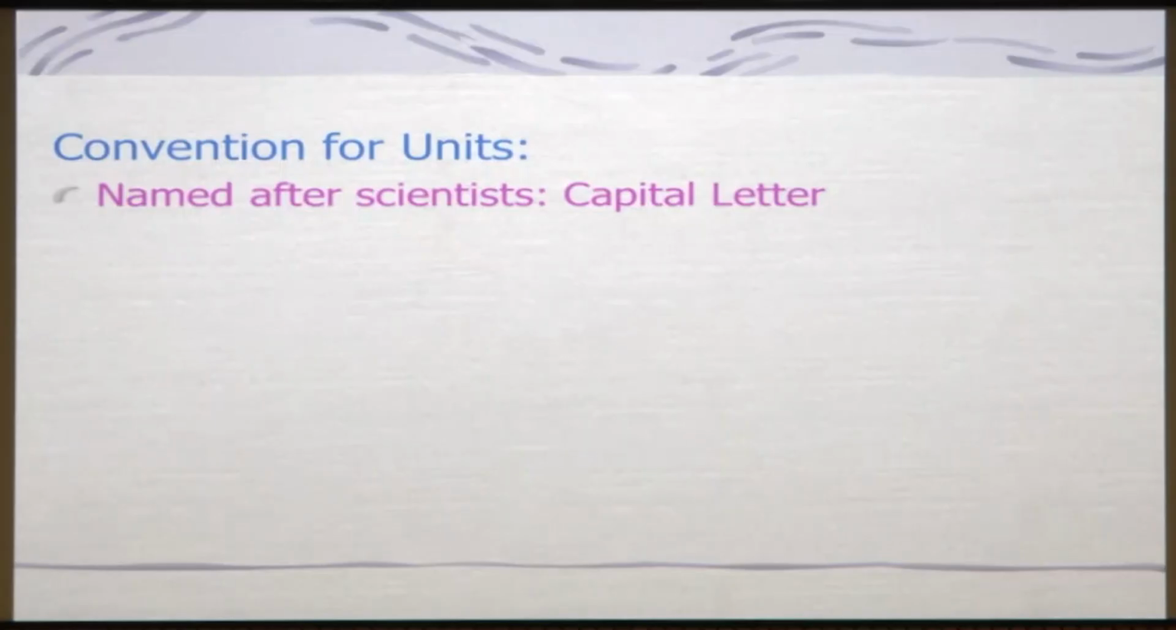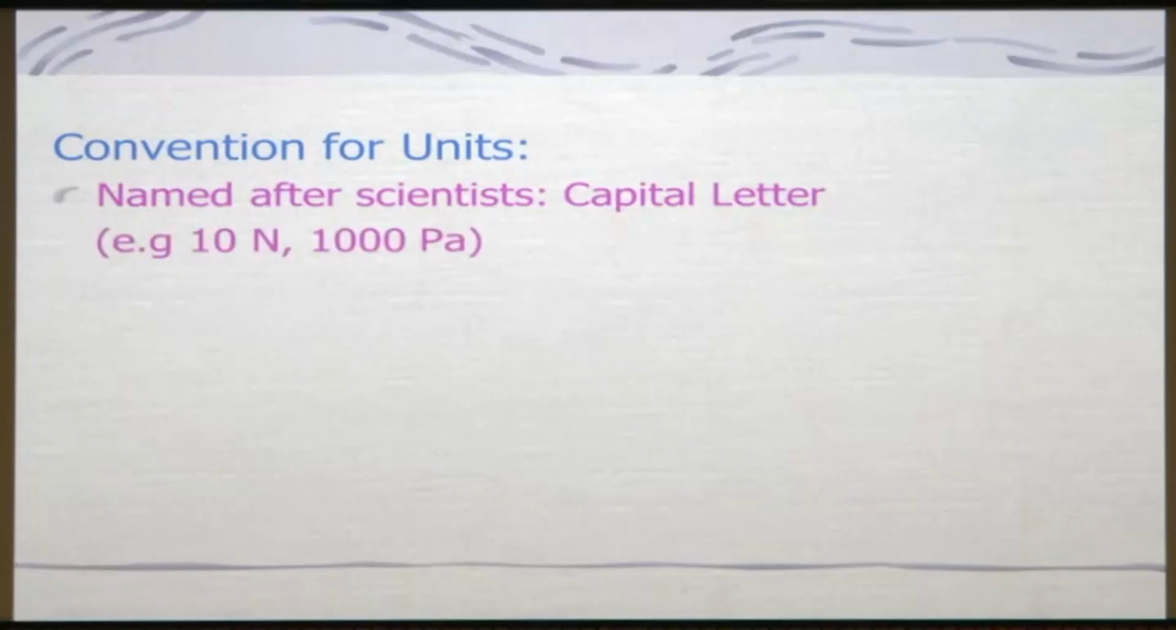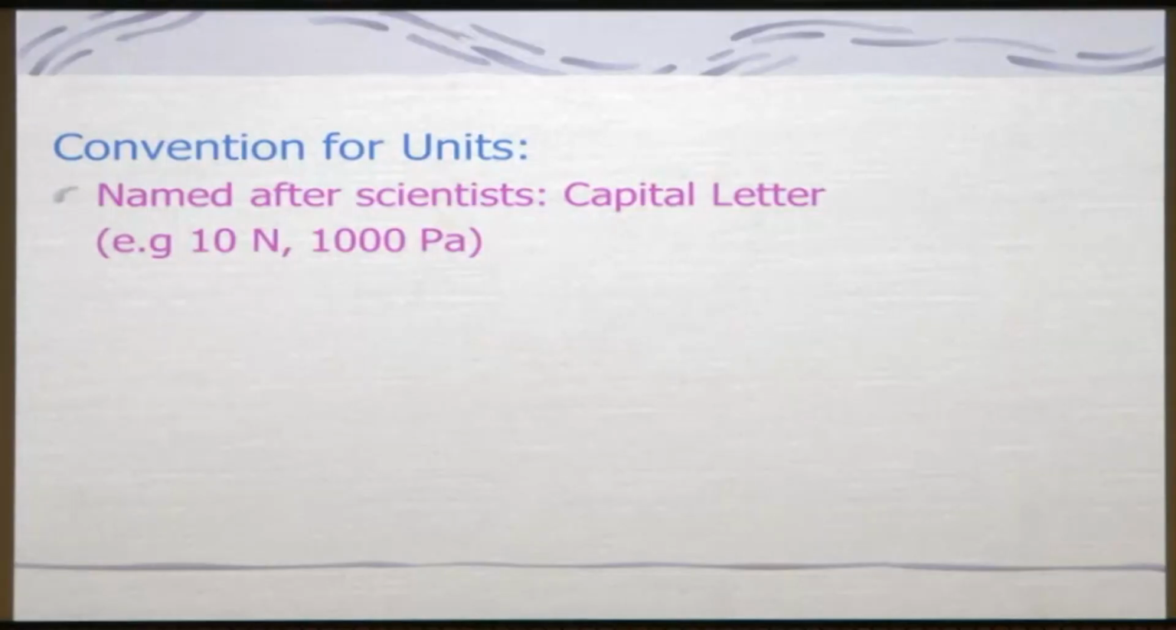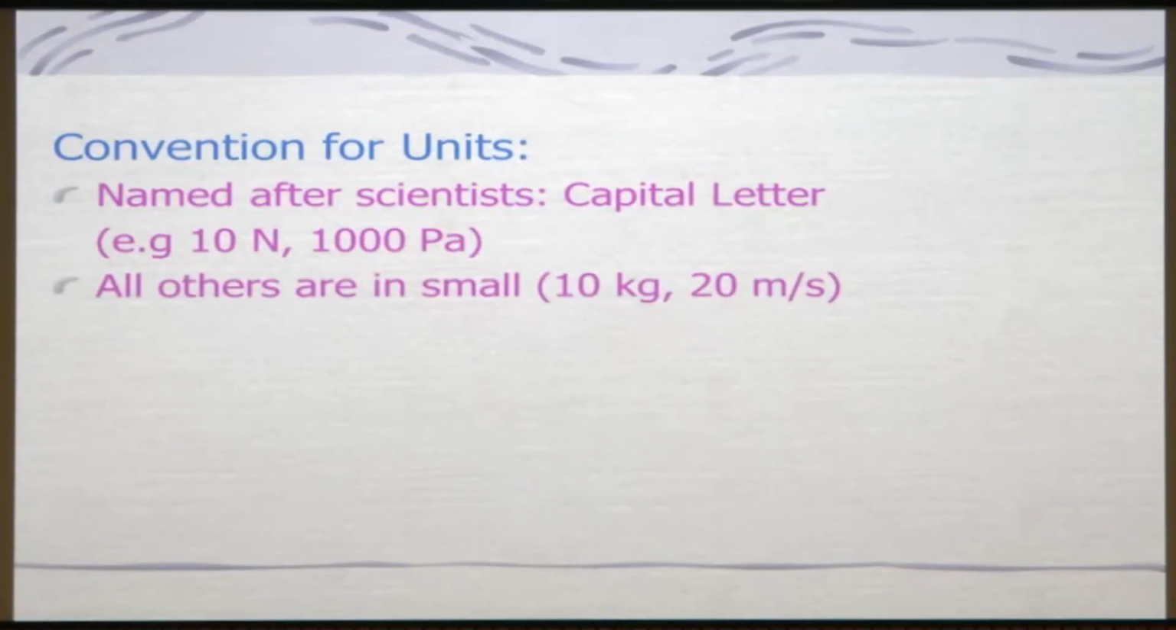Whenever a unit is named after a scientist, for example joule, watt, pascal, newton, or coulomb, the symbol is written with a capital letter. For example, 10 N, 1000 Pa: P is capital and a is small in Pa. All other units are in small letters, for example 10 kg and 20 meter per second.